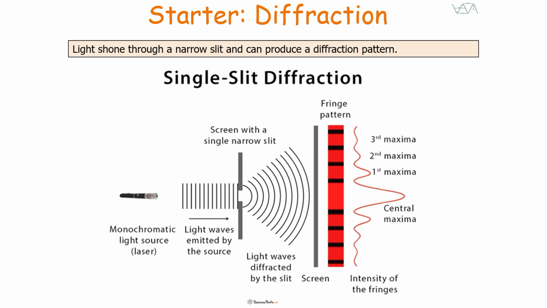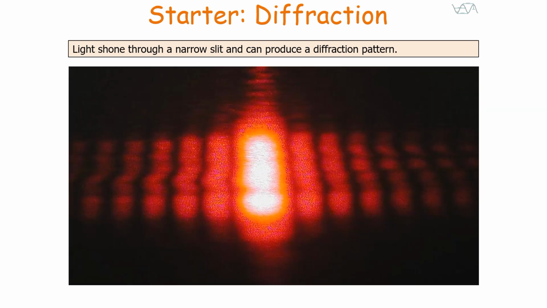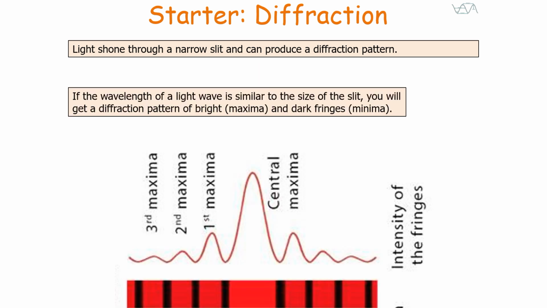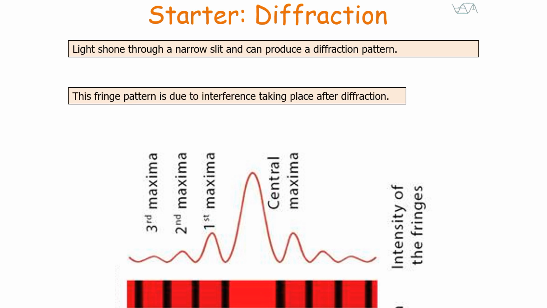So you can see here, when you shine light through a single slit, you can produce the following diffraction pattern, which you can observe as the following here. Now, if the wavelength of light is similar to the size of the slit it passes through, you'll get a very consistent and clear diffraction pattern of bright fringes, which are maxima, and dark fringes, which are minima. Now, this fringe pattern is due to interference taking place after the diffraction process.